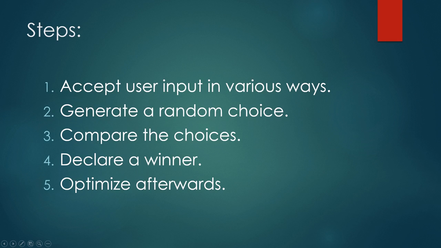So the steps I've outlined are, the first step is taking the user input. So they say rock, paper, or scissors. The second is to generate a random number or a random choice for the computer. Third is to compare the choices made by the player and the computer. Fourth, declare a winner, and fifth, optimize afterwards. So just kind of clean it up and make it a bit more user-friendly.